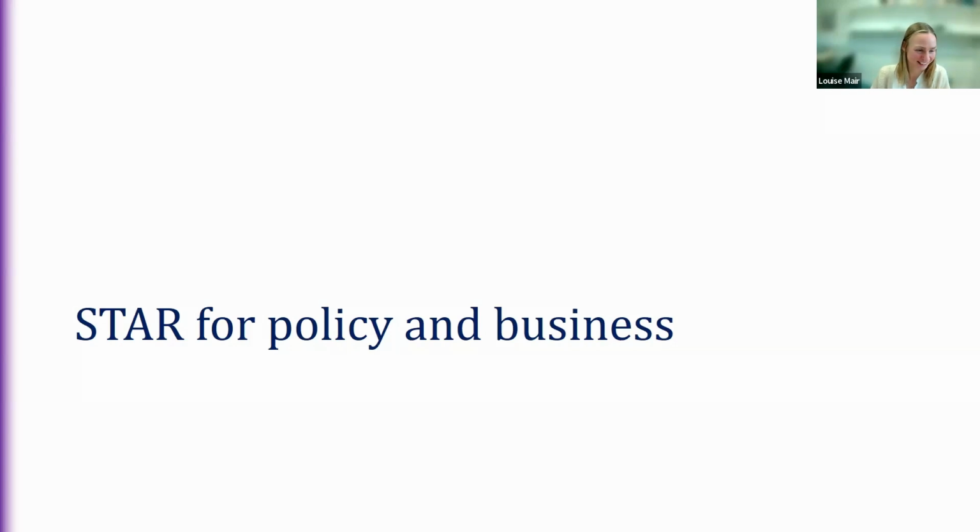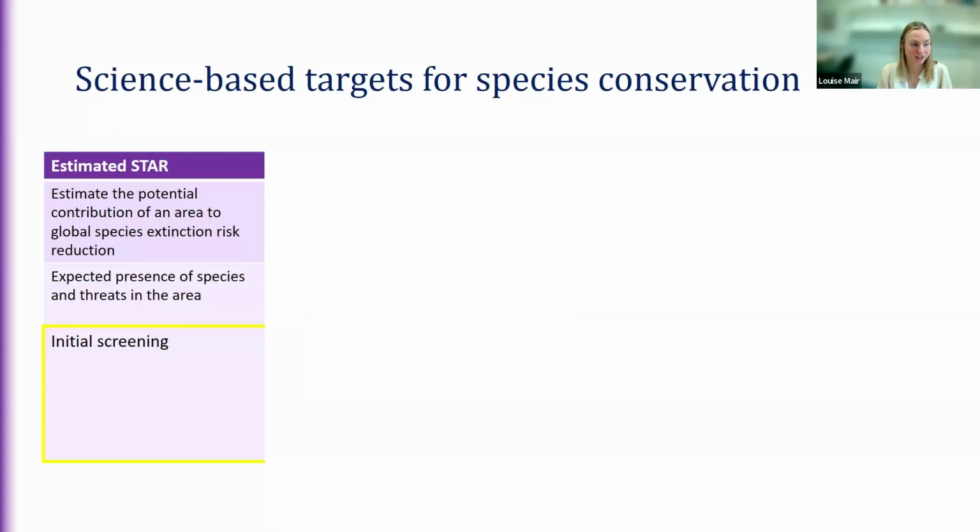Thank you. Okay, so hopefully answering all of these questions at the same time, I want to try and just give a bit more context on how we imagine STAR being used within policy and business decision making. As I explained, these global data are what we consider estimated STAR. So they give you that estimate of the potential of an area to contribute towards global species extinction risk reduction. And the data that underlie that are the expected presence of species and threats in the area.